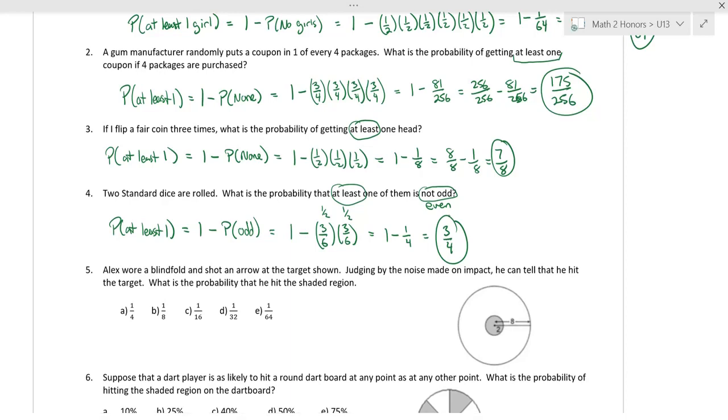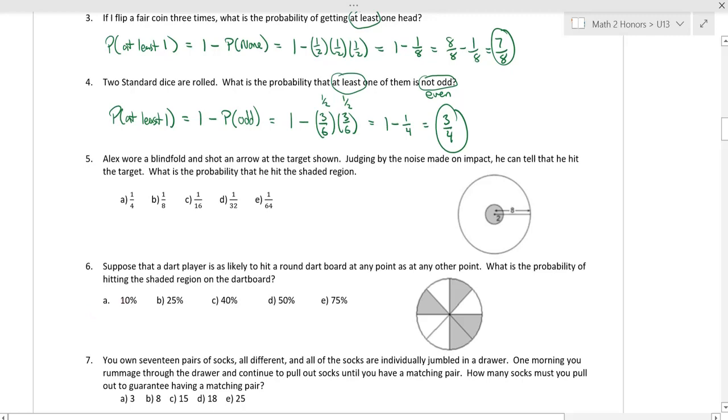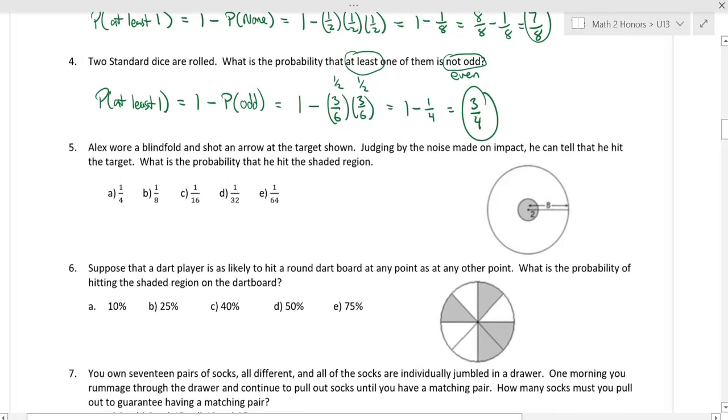Number 5. Alex wore a blindfold and shot an arrow at a target shown. Judging by the noise made on the impact, you can tell that he hit the target. What's the probability that he hit the shaded region? Okay. Well, the whole circle together, the complete area, is going to be 64 pi. Remember, the area of a circle is pi r squared, so that's the complete area. And then the area of the small circle would be 4 pi, again, pi r squared.